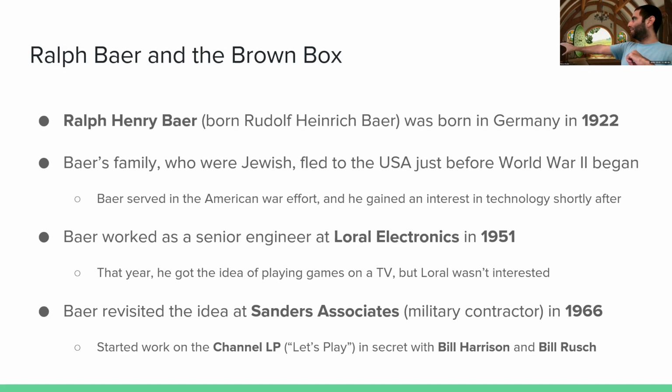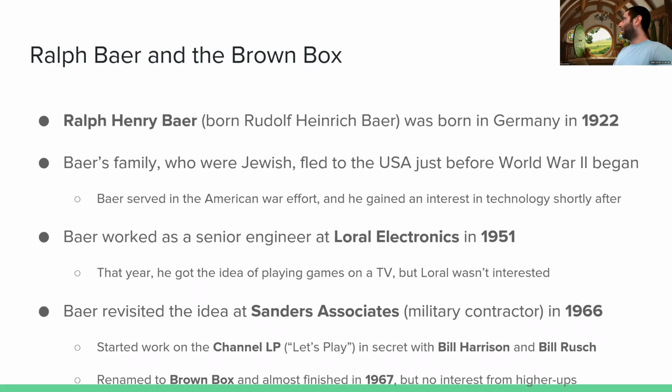And he created a device that he originally called the Channel LP, where LP stood for Let's Play. It was kind of, actually, he didn't get approval, never mind. He did it in secret with Bill Harrison and Bill Rush. So I guess on their side, they were building this device called the Channel LP that was meant to be some type of game playing TV system. And then later on, they renamed it to the Brown Box, and they almost finished it in 1967.